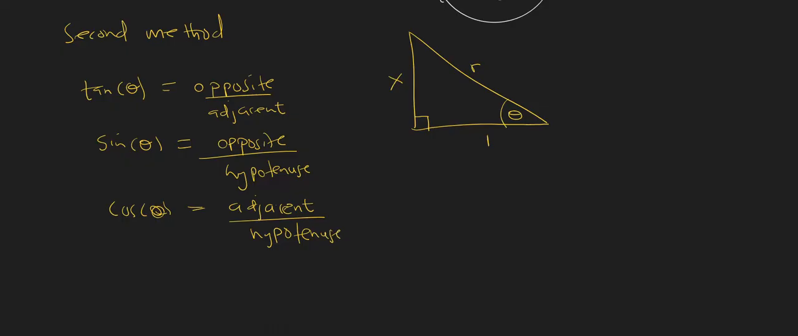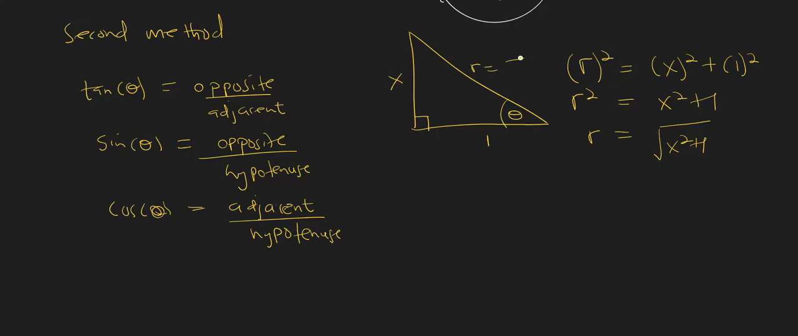So we can use the Pythagorean identity here to find the length of r. From the Pythagorean identity, the hypotenuse squared is equal to the sum of squares of the other two sides, the opposite and the adjacent. Adjacent is 1 and opposite is x. So r squared is equal to x squared plus 1. So in place of r, we can plug in the square root of x squared plus 1.